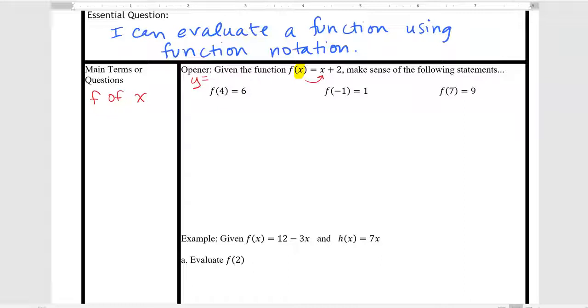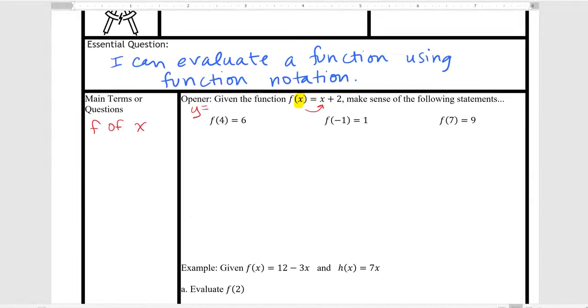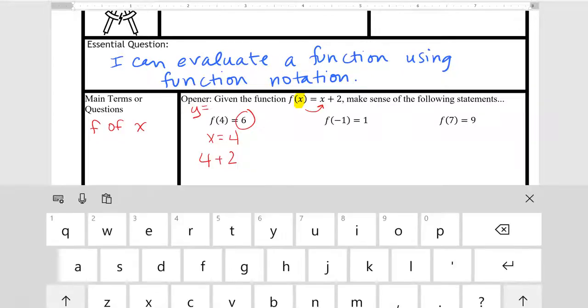So when I look at the first example here, it's basically saying when x is equal to 4, what does the function equal? Well, if you plug 4 in for x, 4 plus 2 gives us 6. Okay, so the 4 and the 6 give us the input and the output.